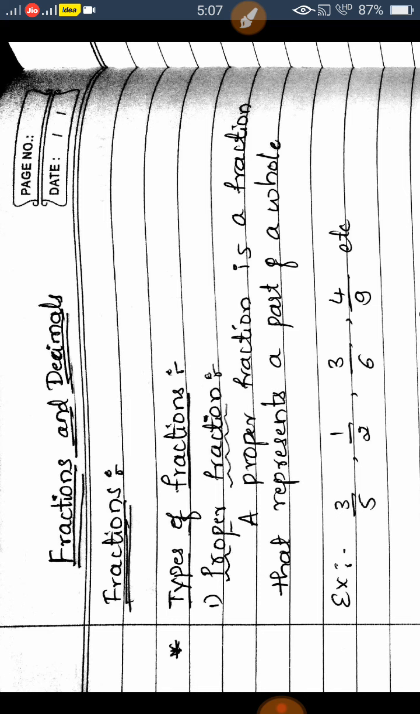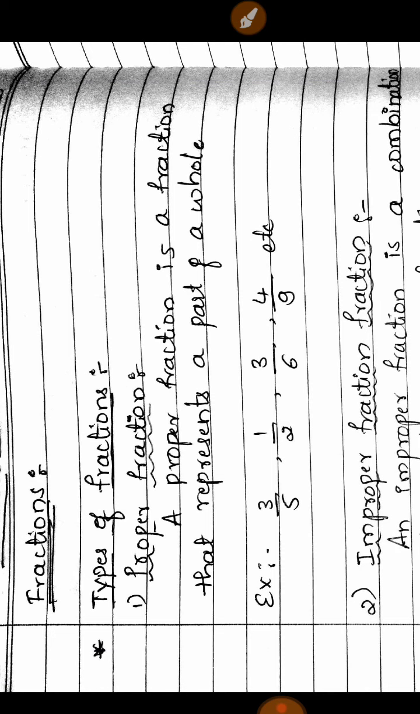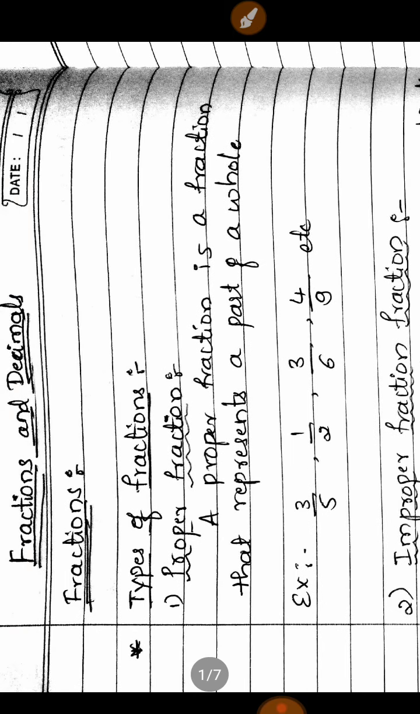So let's go through the fractions, types of fraction. Mainly three types of fractions are there: proper fraction, improper fraction, and mixed fraction. Proper means we write the fraction properly. So before we go to the types of fraction, what is meant by fraction? Actually, a fraction indicates parts in a whole.